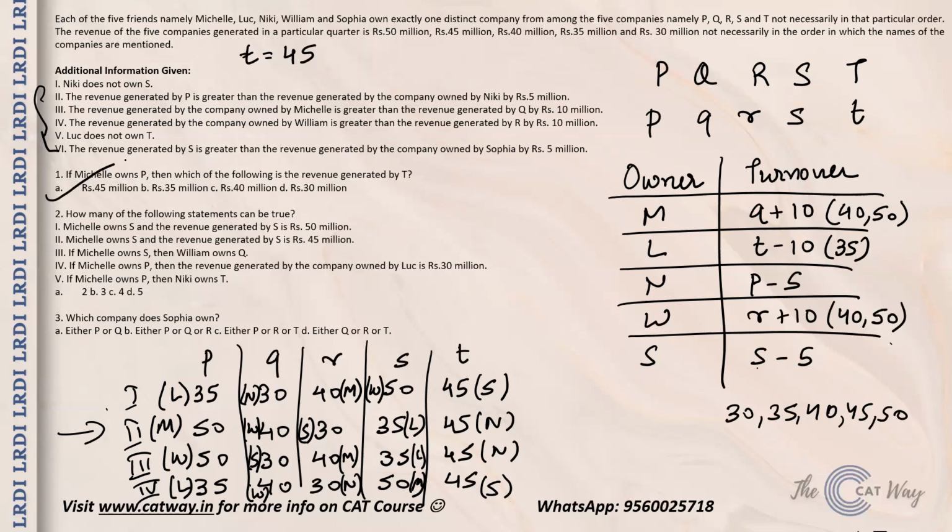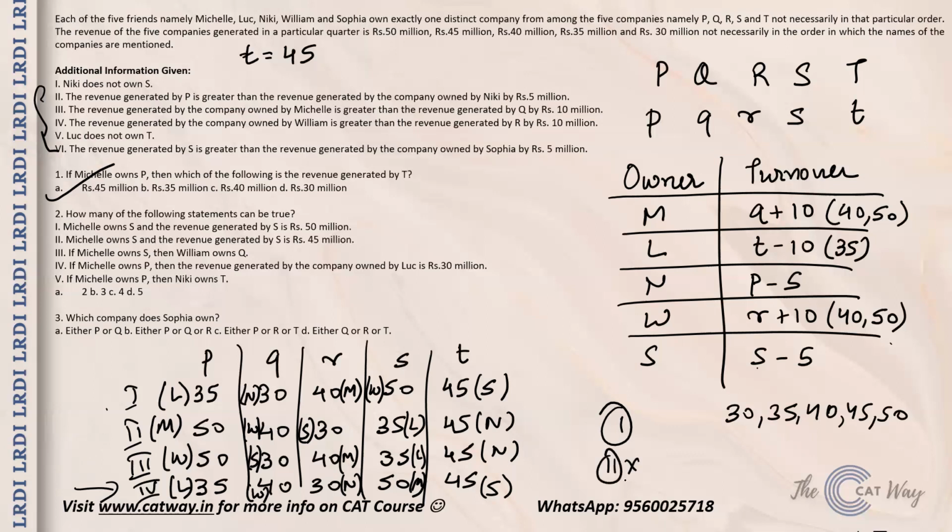Now, how many of the following statements can be true? That Michelle owns S. Michelle owns S is happening in the fourth case, and the revenue generated by S is 50 million. So the first statement is absolutely correct. Coming to the second, again the same case, because Michelle owns S and the revenue generated by S is 45, that statement is wrong.